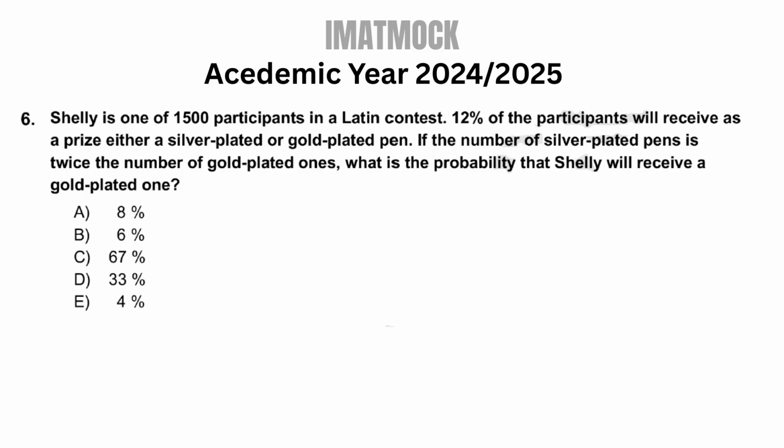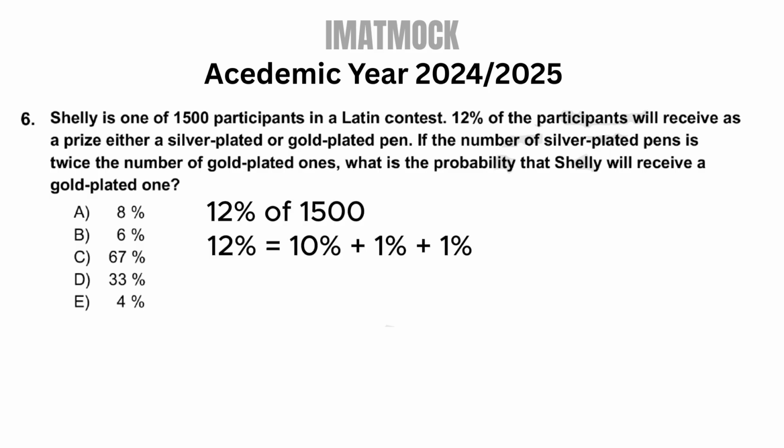First, let's find out how many total prizes are given. We do that by finding 12% of the total participants, which was 1,500. So a way to calculate this would be to think of 12% as 10% plus 2%. 10% of 1,500 is just 150. We do that by moving the decimal one place to the left.